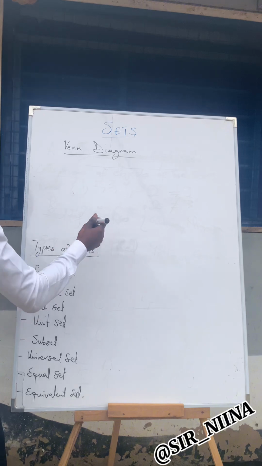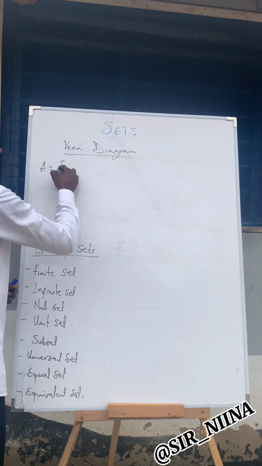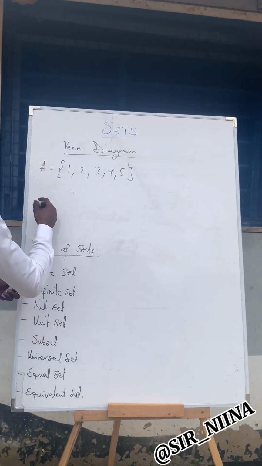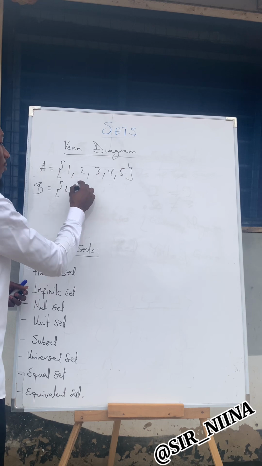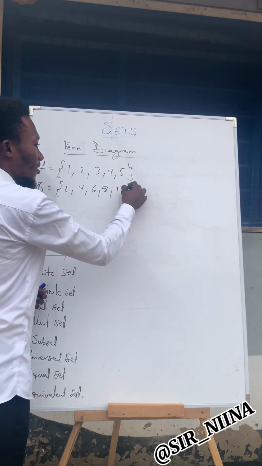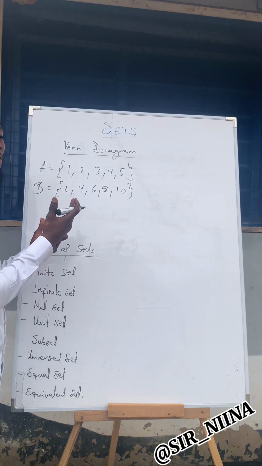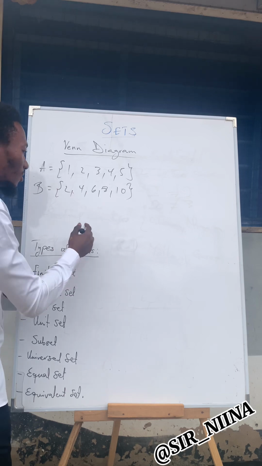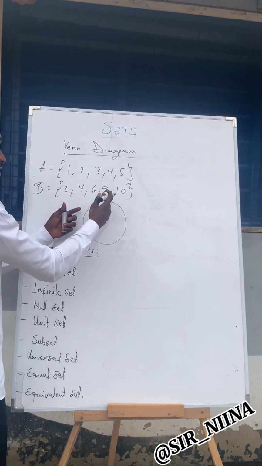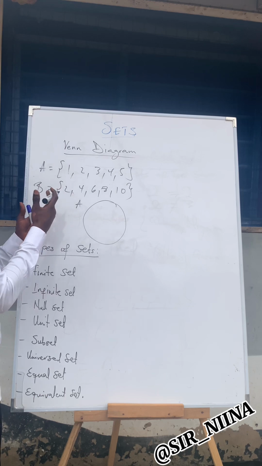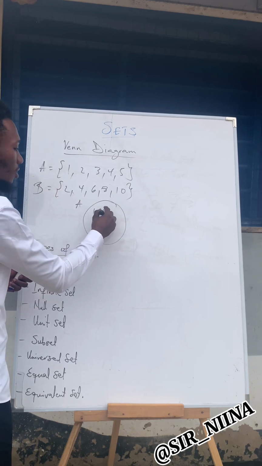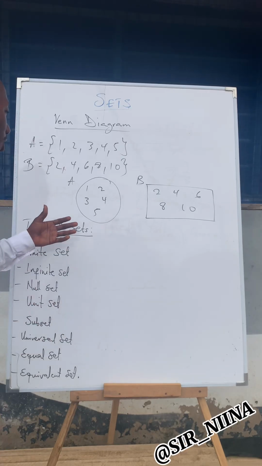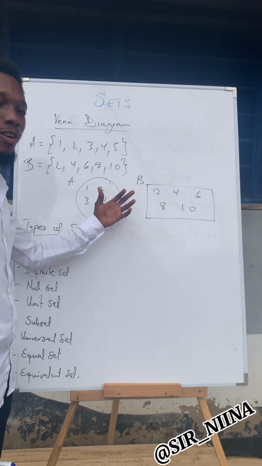So let's say we have set A as 1, 2, 3, 4, and 5. And then let's say set B, we have 2, 4, 6, 8, and then 10. We want to represent these sets in a Venn diagram using a diagram. So let's represent A using, let's say, a circle. This circle is set A, and then we list the elements in the circle: 1, 2, 3, 4, 5. That is how we represent set A in a diagram, which is the circle.